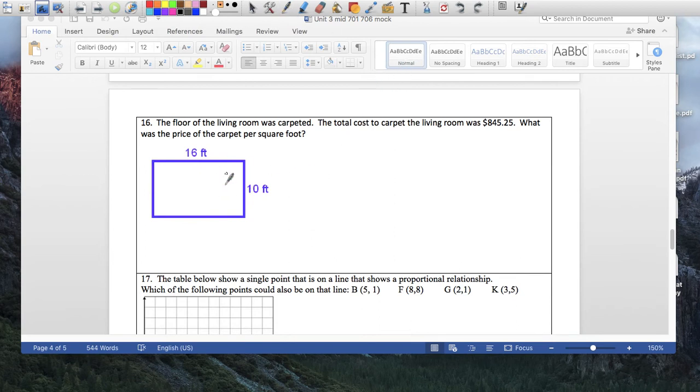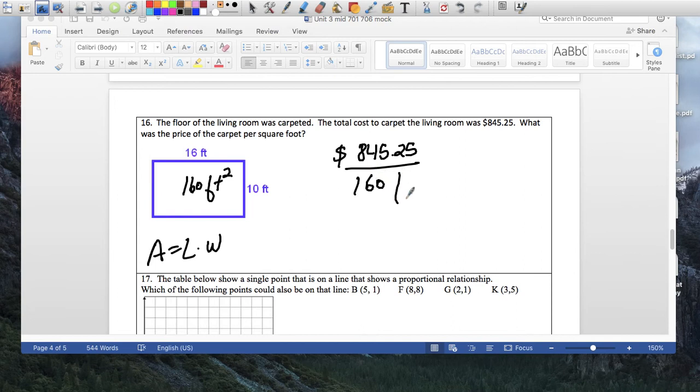So let's find out the area of this living room. It was a 16 by 10 feet living room. If you multiply these two, area, remember, equals length times width, or base times height. In this case, 16 times 10, or 160 feet squared. Now, if I write the cost as a fraction, I got $845.25 for 160 feet squared.